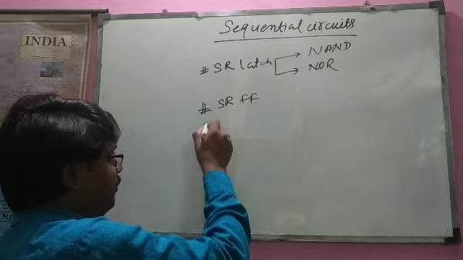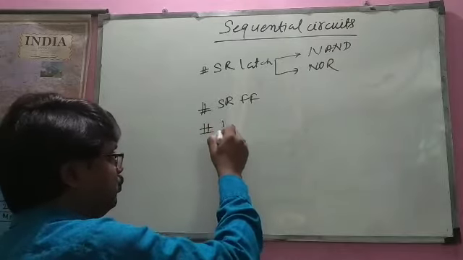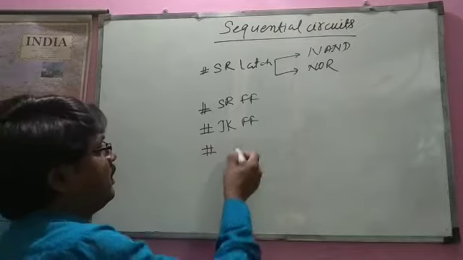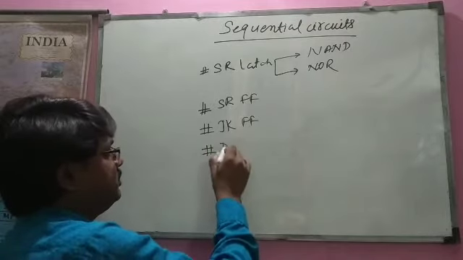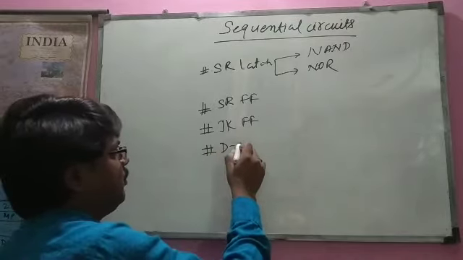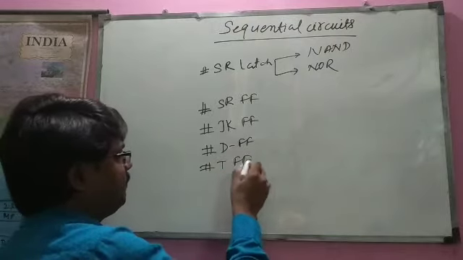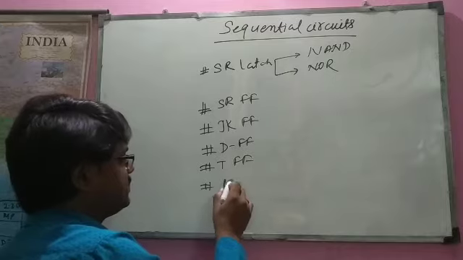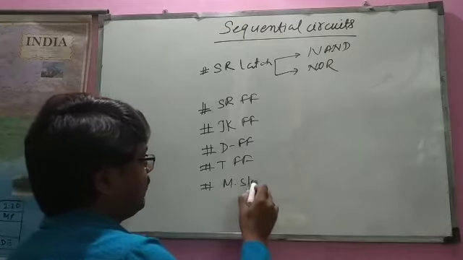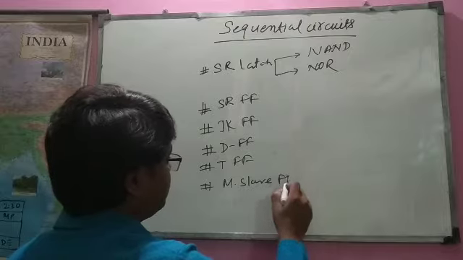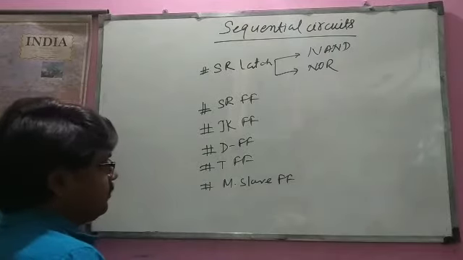And from SR flip-flop we'll come to JK flip-flop. And after JK flip-flop we will see the D flip-flop, then T flip-flop, then master slave flip-flop.